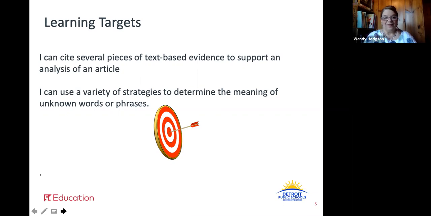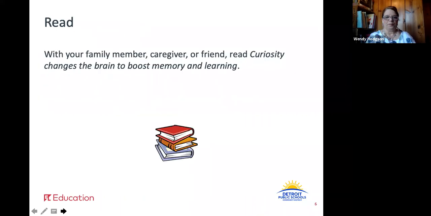Secondly, I can use a variety of strategies to determine the meaning of unknown words and phrases. So instead of just reading right past a word that you might not know or understand, we're going to develop the habit of pausing. We're going to write those words down, and we're going to try and develop strategies to determine what those words actually mean from the reading and from the resources at home.